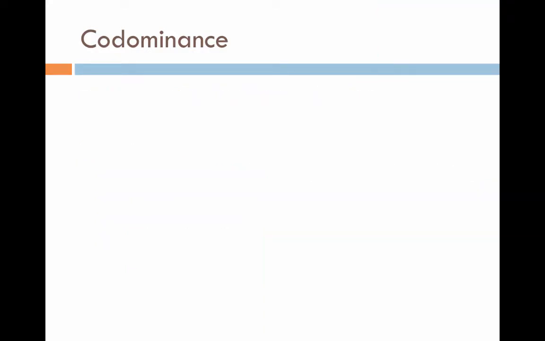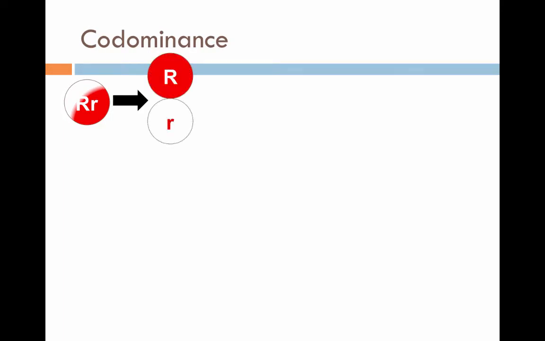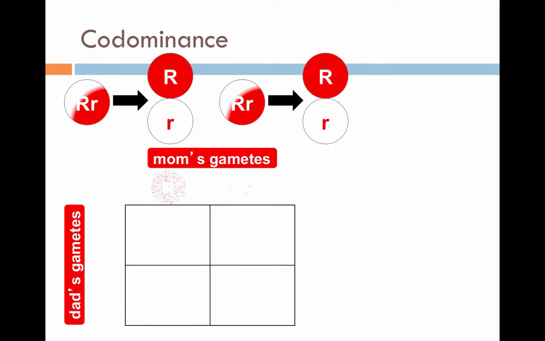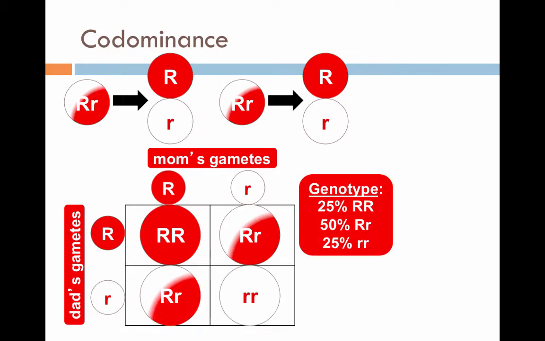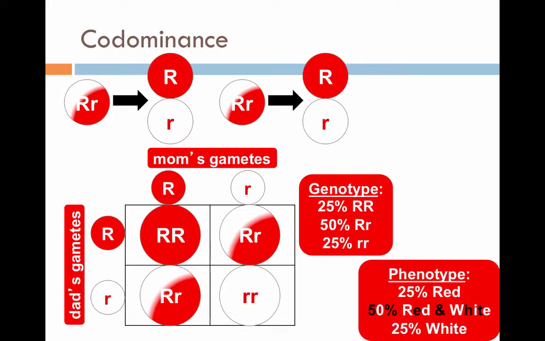Let's look at an example. Again, here are the parents that are heterozygous. They make the alleles big R and little r in each gamete. Here's the dad. In each gamete, we have a big R and a little r. We put it in a Punnett square, and we cross them like normal. Look at the difference. Genotype still stays the same, 25% big R big R, 50% big R little r, 25% little r little r, but the phenotype is different. 25% are red, 50% are red and white, and 25% are white. You're not doing anything really different except you're reading the phenotypes differently.